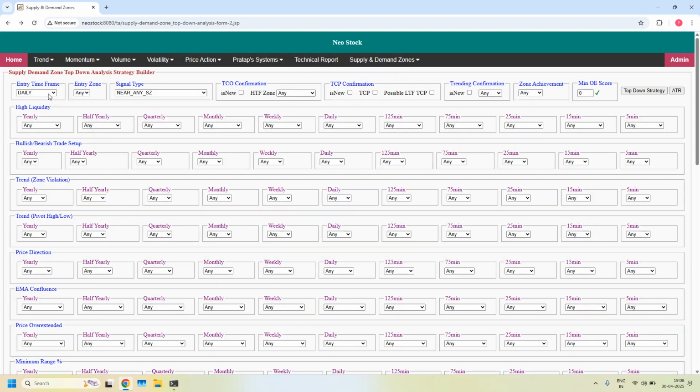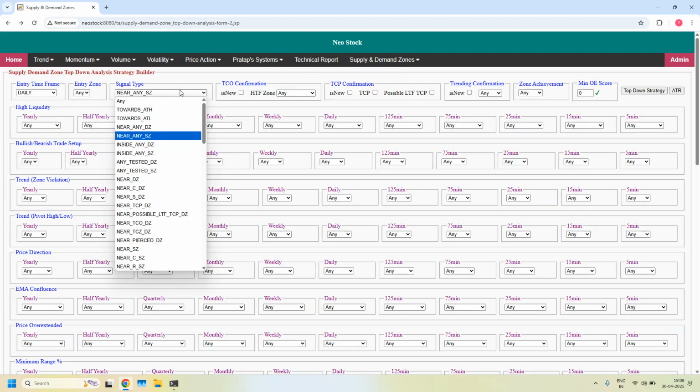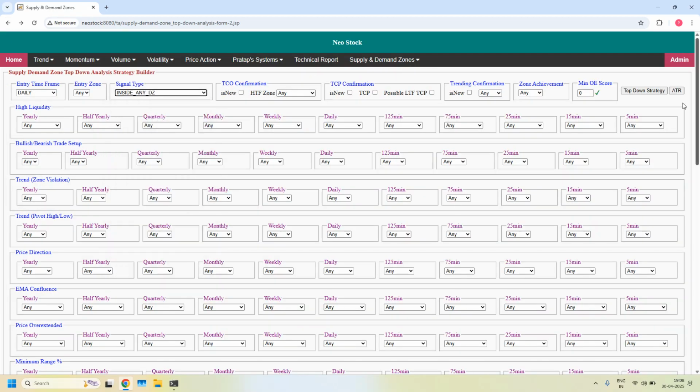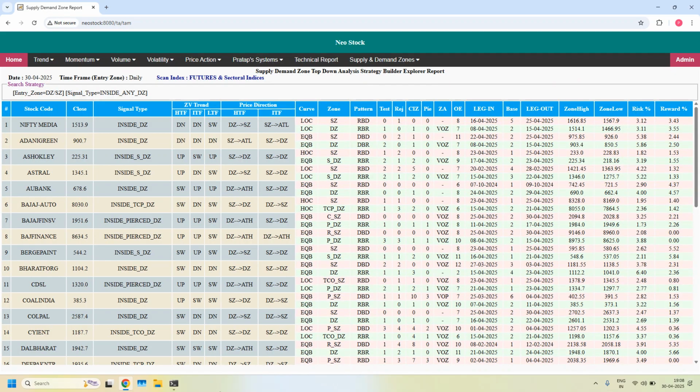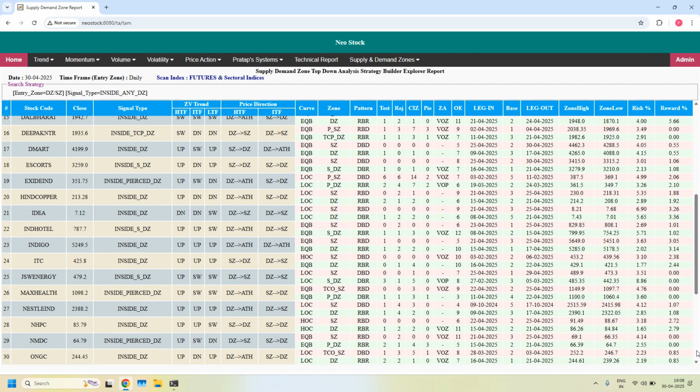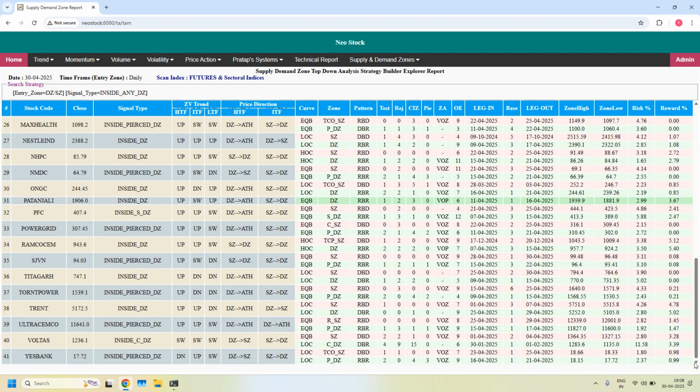Okay, next, for daily time frame, price closed inside the daily demand zone. First 15 stocks in the list. Scrolling the list down. So total 41 stocks are filtered.